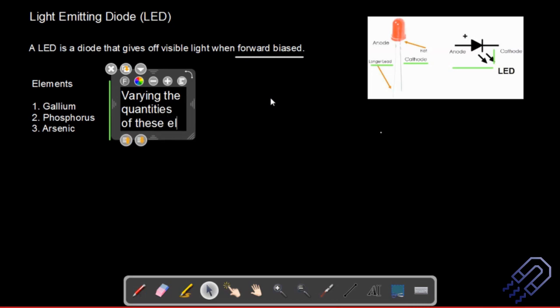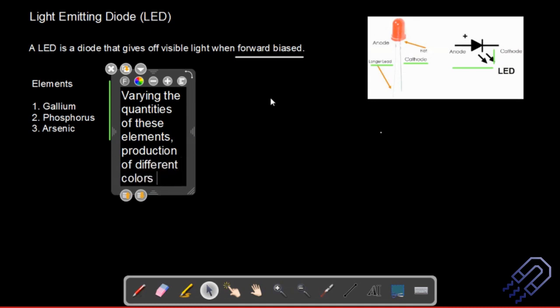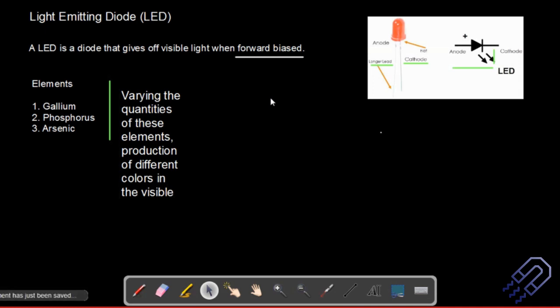So the physics behind the working of diodes you already know. I'm just going to give you a brief on how it works. Now in these elements, production of different colors in the visible range is possible.